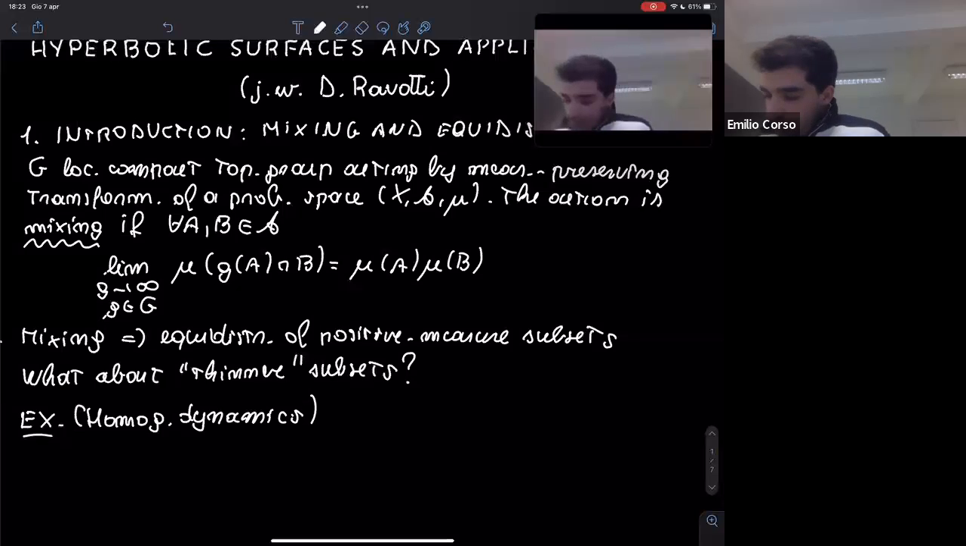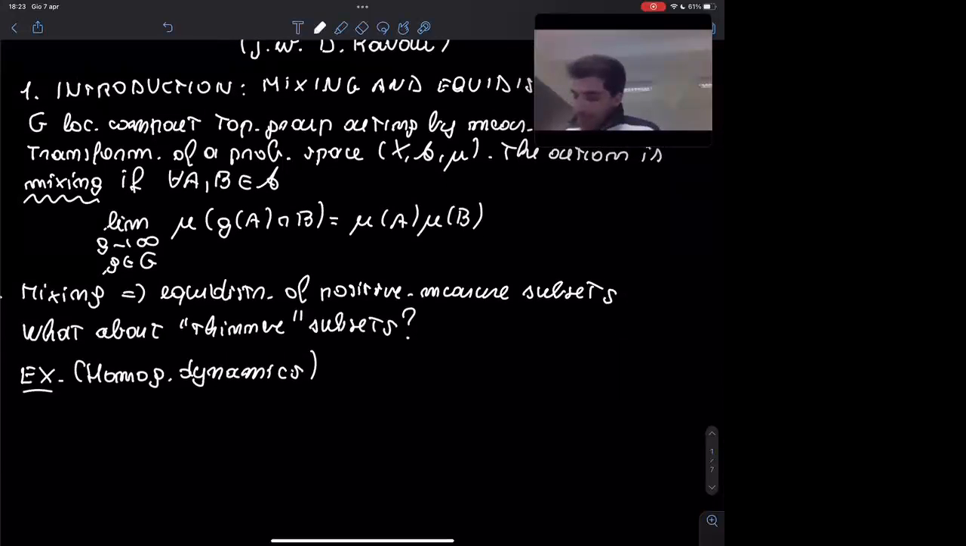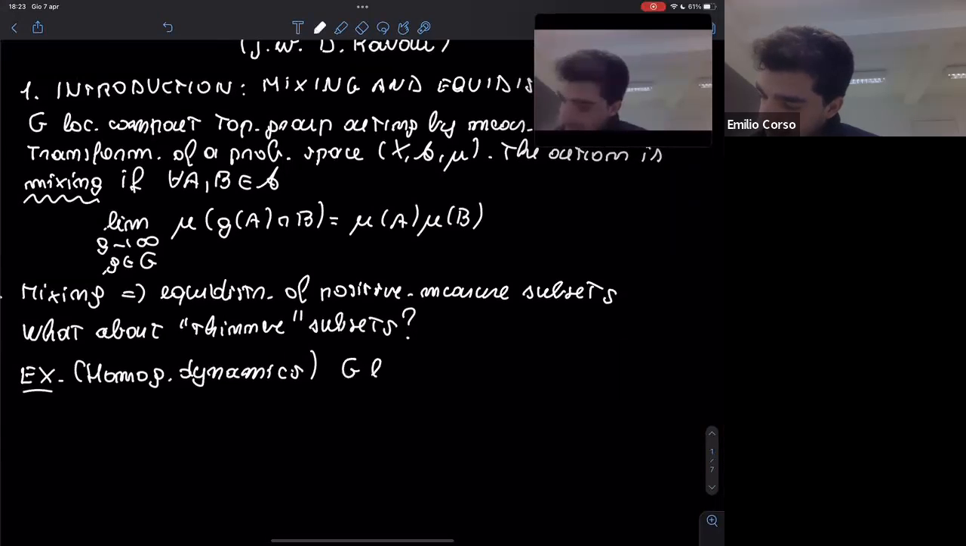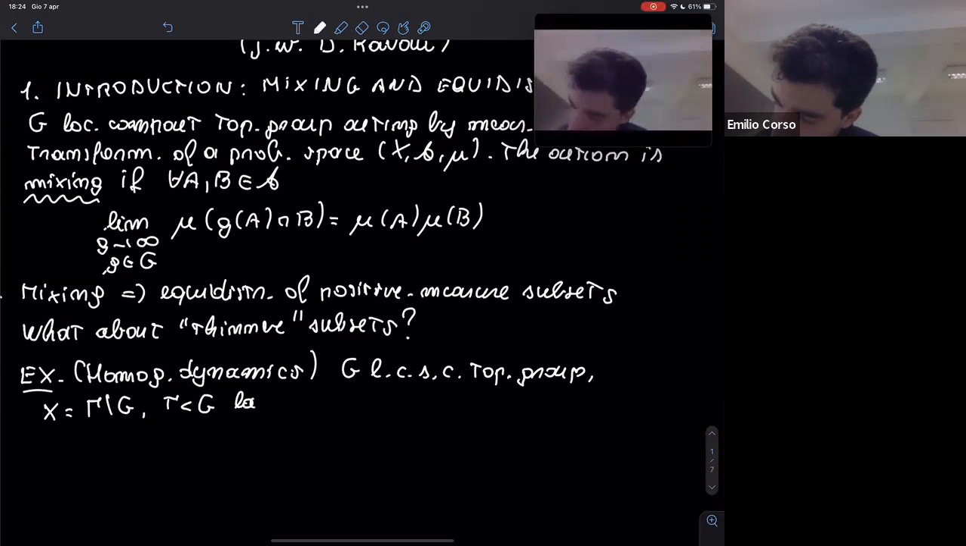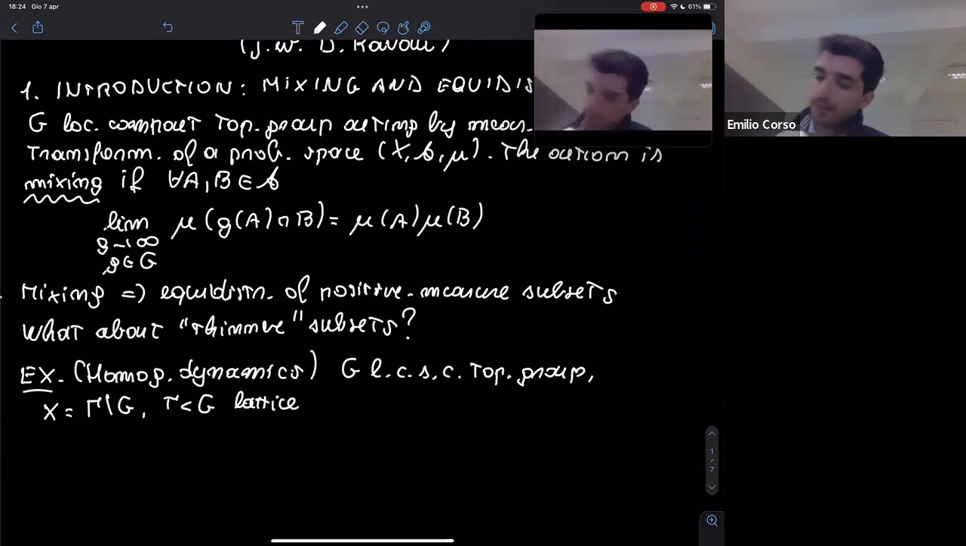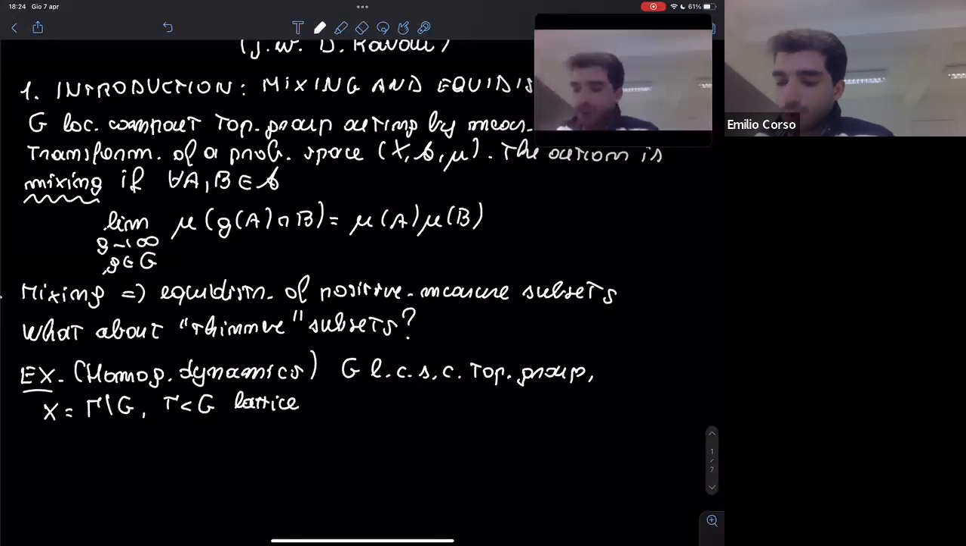So this example about homogeneous dynamics. Let's suppose now that G is a locally compact second countable topological group, and our space X is a homogeneous space. So X is Γ\G, where Γ is a lattice in G, meaning clearly that it's a discrete subgroup of G such that the quotient X carries a G-invariant Borel probability measure. So this is my ambient space.